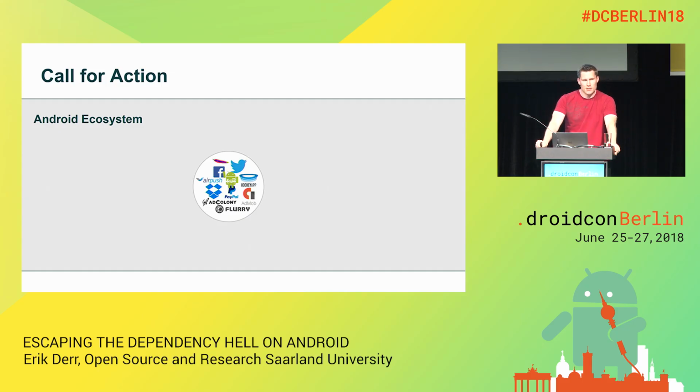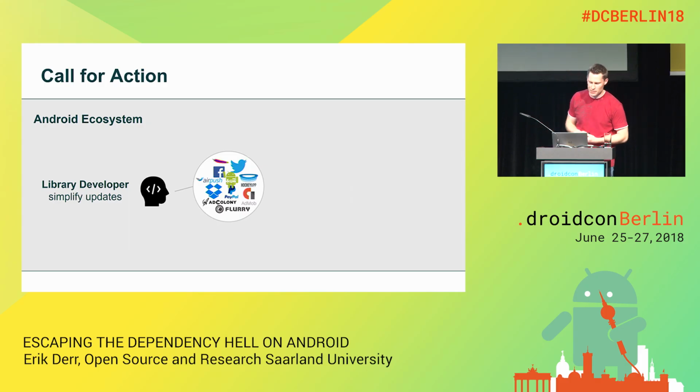Okay, so we've seen that there are indeed a lot of problems. So how do we actually remedy this situation? I would argue that there's no silver bullet for this because it depends on different actors of the Android ecosystem. One is the library developer. The library developer does not adhere to semantic versioning, or the vast majority does not adhere to semantic versioning.